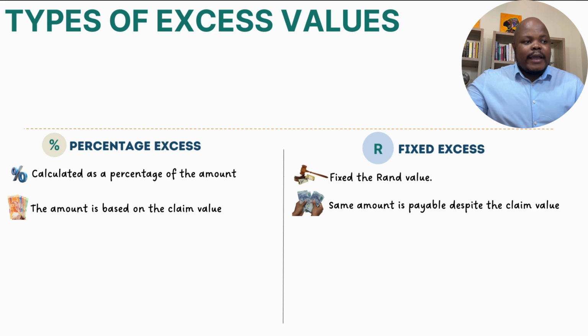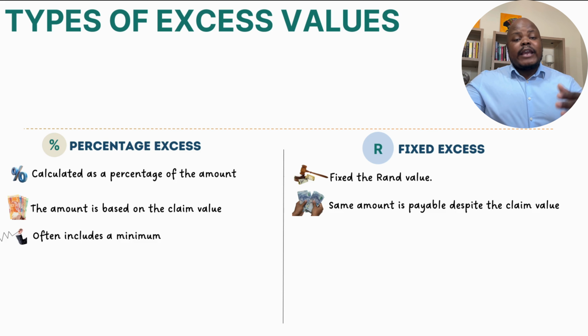And then also, it often includes a specific minimum. A specific minimum means that they will give you a specific percentage of your claim as your excess. However, despite that specific percentage, they might stipulate that you will never pay less than a certain amount, and they put a minimum. So that's the difference between the percentage excess and the fixed excess.